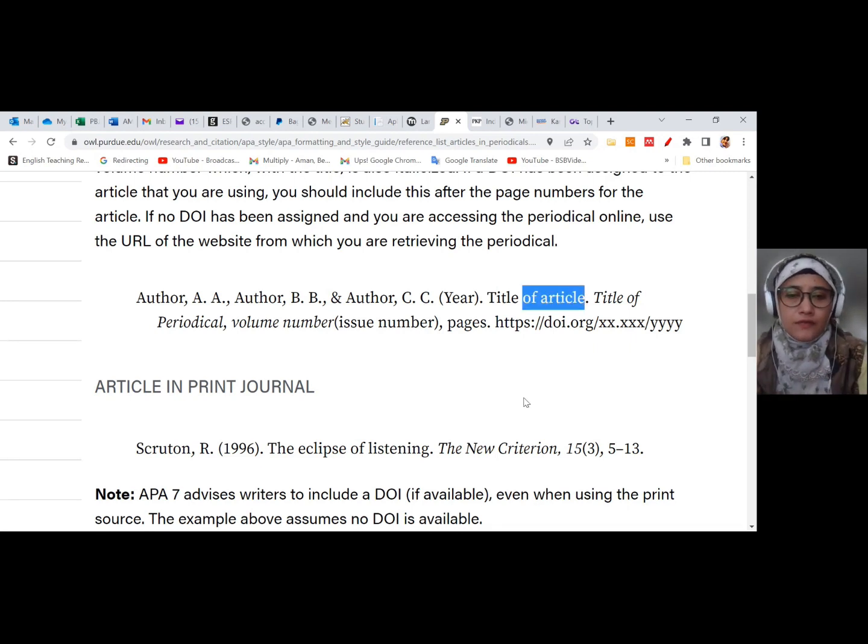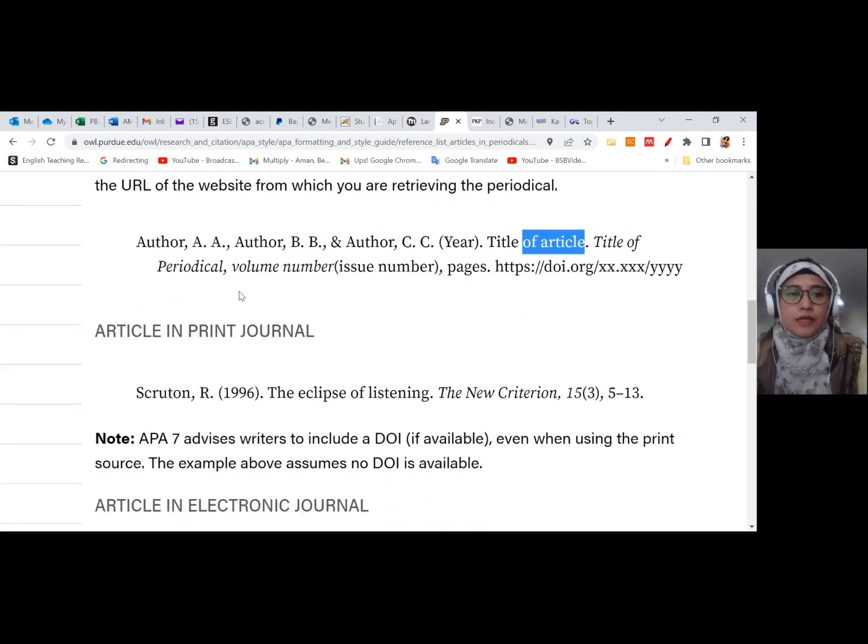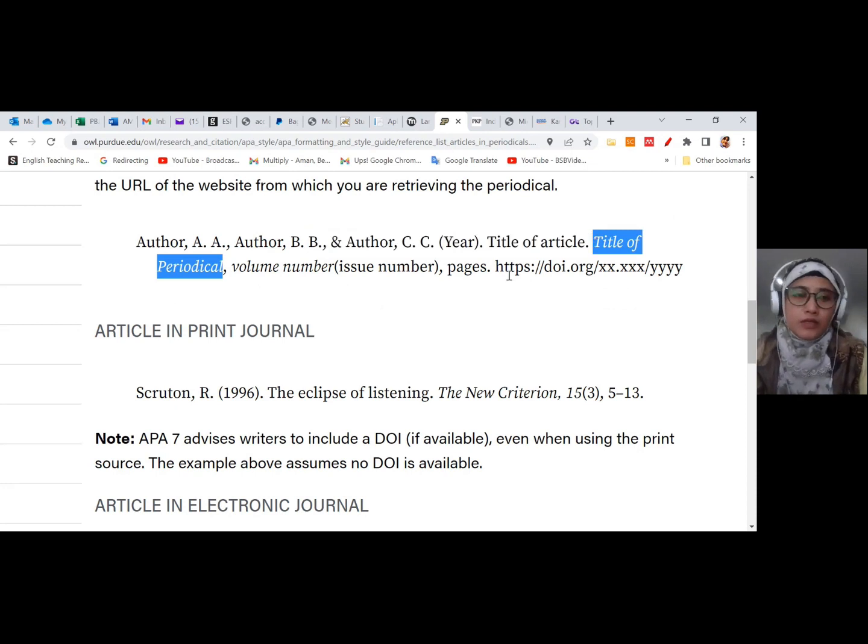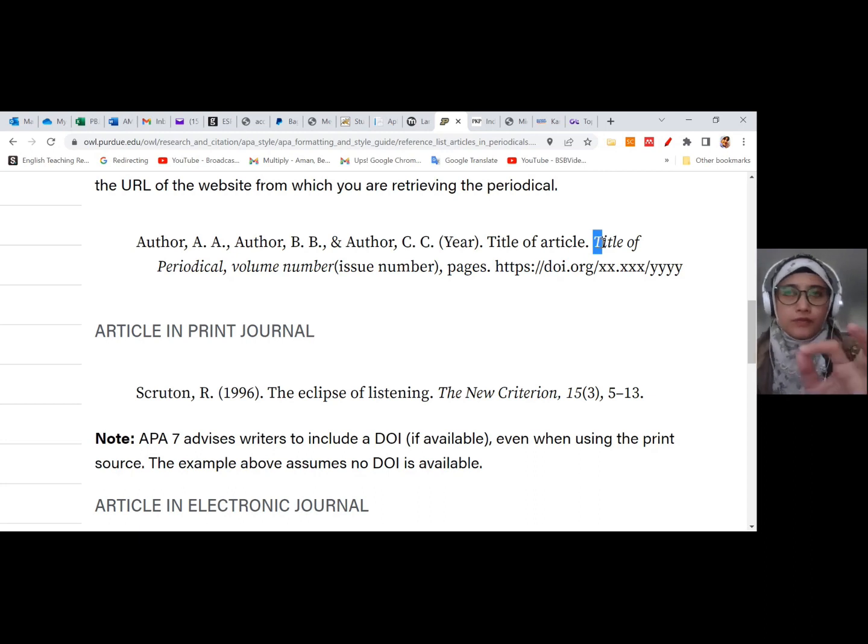This will be different if there is an abbreviation like EFL, for example. You have to write it in capitals, or proper names like English, Indonesia. The I and also the E have to be capital. But when you write the title of the periodical, the title of the journal, as you can see, you have to write it in title style, right? So the T and also the P have to be capital.